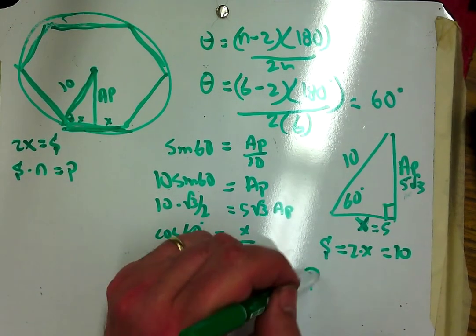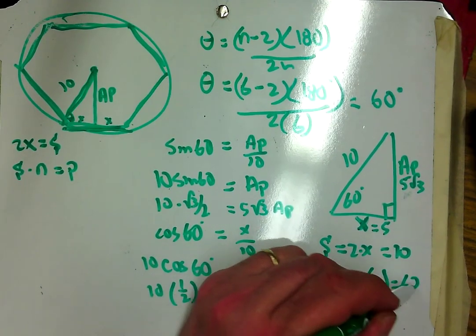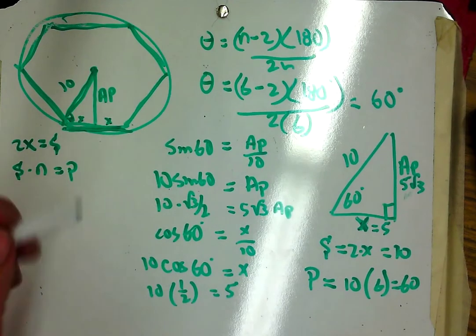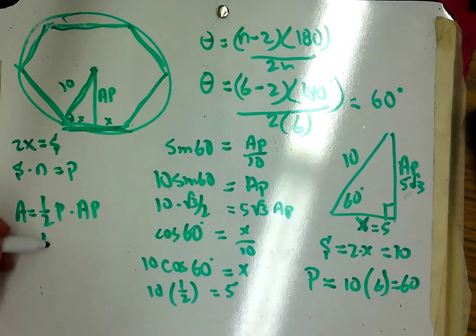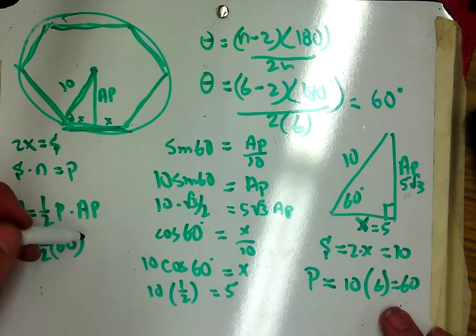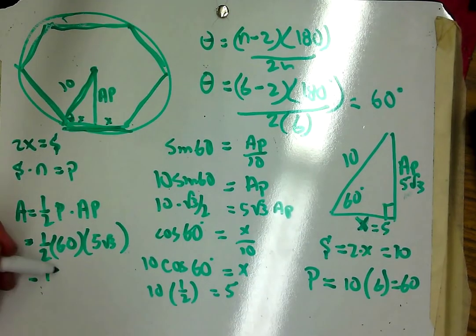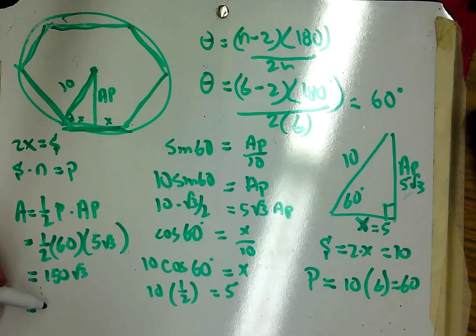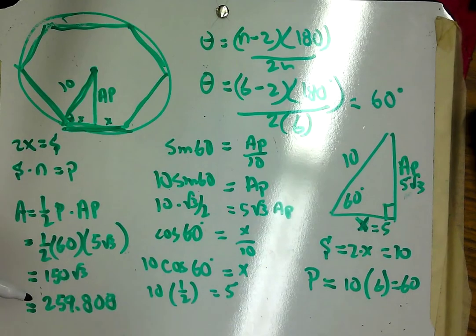And therefore the perimeter, well, we know that the sides are 10, and there are 6 of them. So we've got 60. Okay, so area is what we're looking for here. Area equals 1/2 perimeter times apothem, which will be 1/2 times 60 times our apothem, 5 root 3. And so I get 150 root 3. Or, since we did this problem already, 259.808. Okie doke. And that was problem 5. Let's take a look at problem 6.